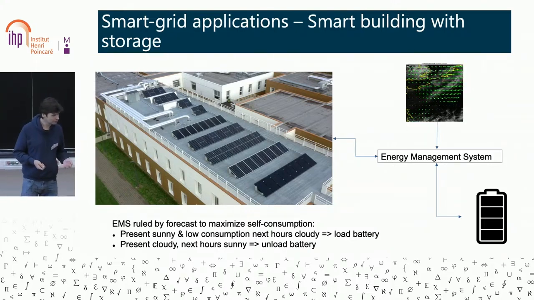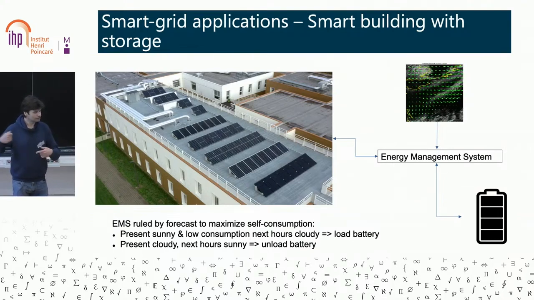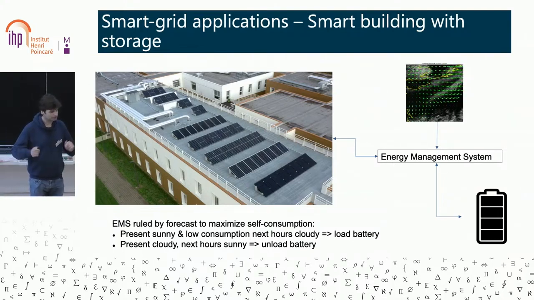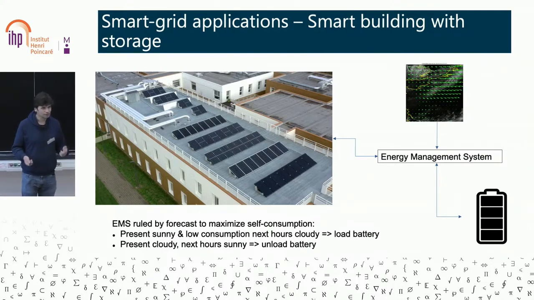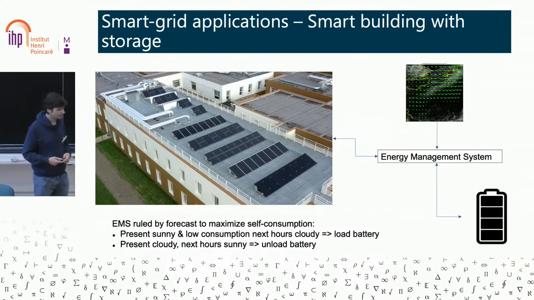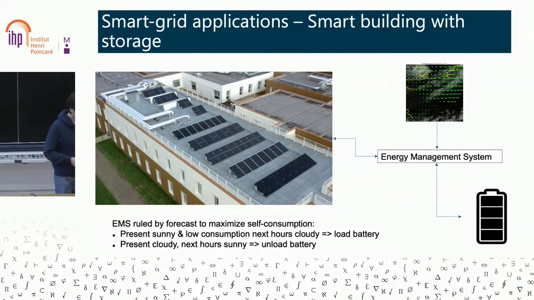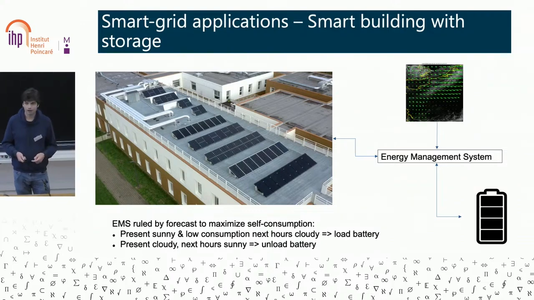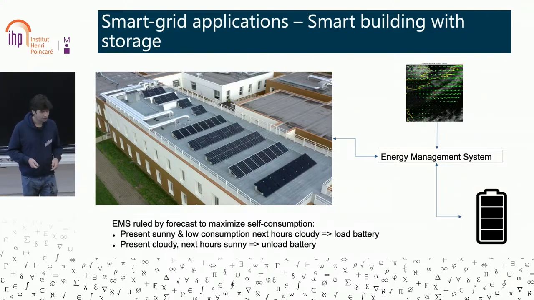And if we have a forecast, we can do things like: if we have a sunny morning with low consumption and we know that the afternoon will be cloudy, then we can decide to load the battery. Or if the morning is cloudy and the next hour will be sunny, then we can unload the battery because the battery will be loaded in the afternoon. So we are setting this up at Polytechnique, and we will have results in a few months, I hope.